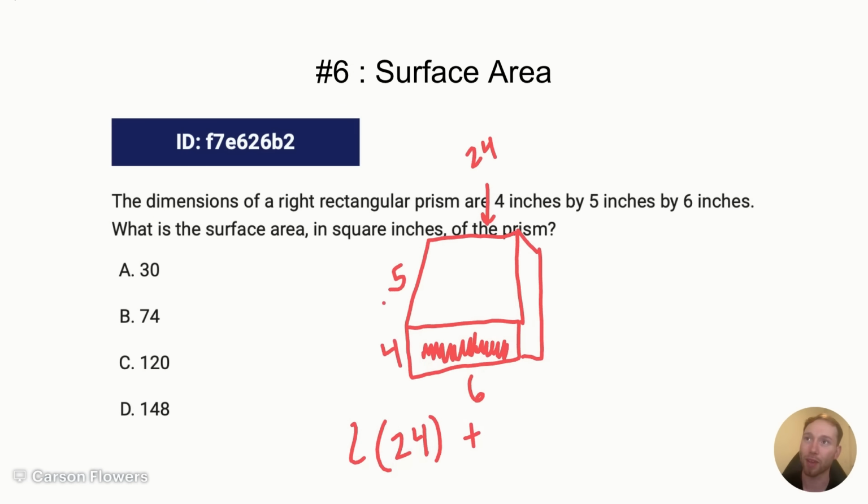So here we're going to have a 5 by 4 side. So this will be 20. So we're going to add it by 20. But remember, there's 2 of them. So this is another 20. So we're going to make sure to multiply that by 2.